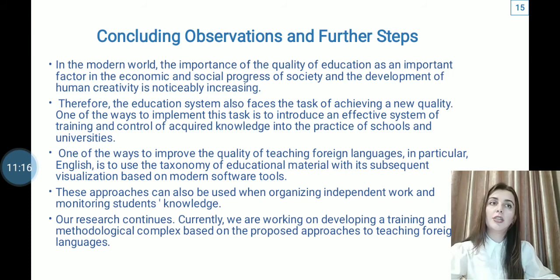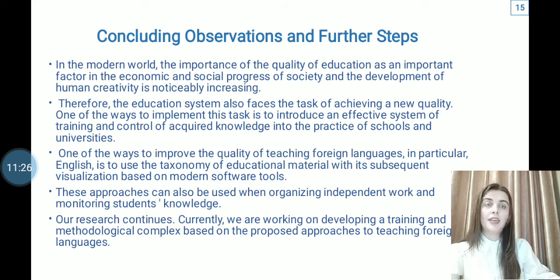In the modern world, the importance of the quality of education as an important factor in the economic and social progress of society and the development of human creativity is noticeably increasing. Therefore, the education system also faces the task of achieving a new quality. And one of the ways to implement this task is to introduce an effective system of training and control of acquired knowledge into the practice of schools and universities.